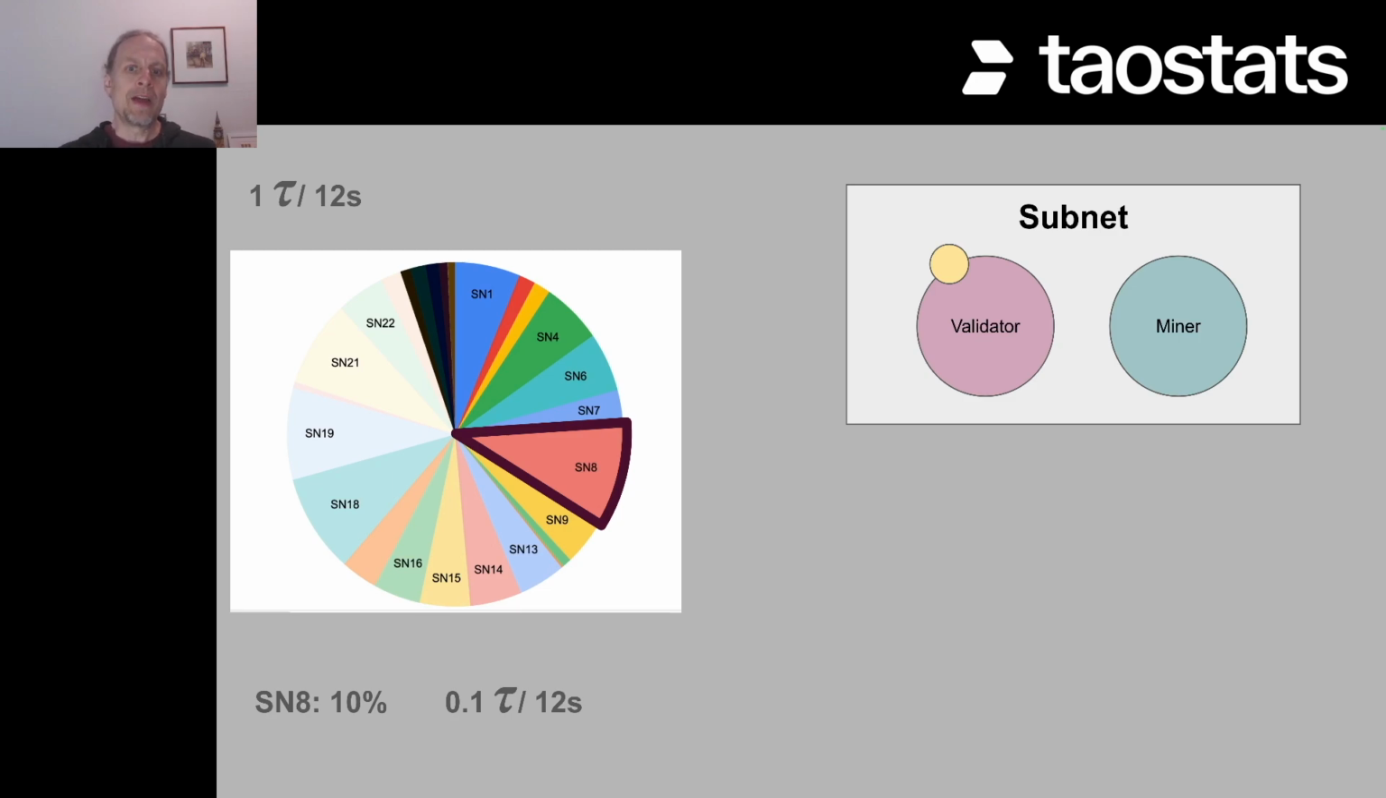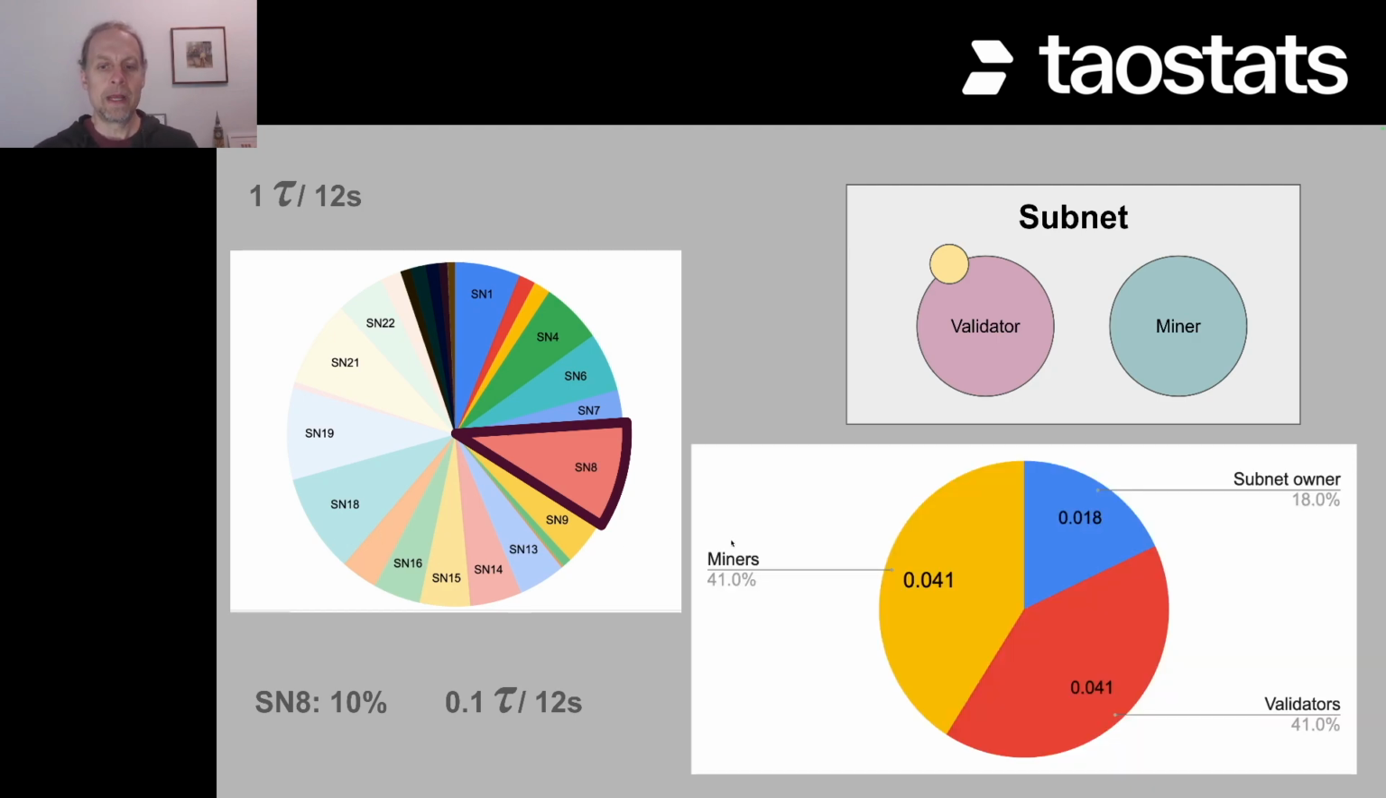Inside each subnet, we've got validators, miners, subnet owners, and folks who have delegated or staked tau to the validators. In this video, we'll focus just on the miners, but the first division inside a subnet is 18% to the subnet owner, and then a 50-50 split of the remaining 82% to the miners and the validators.